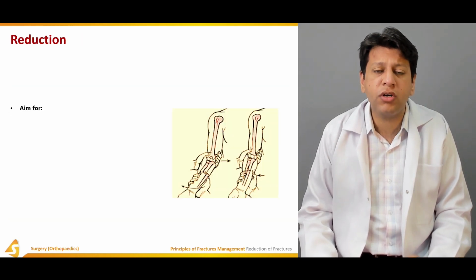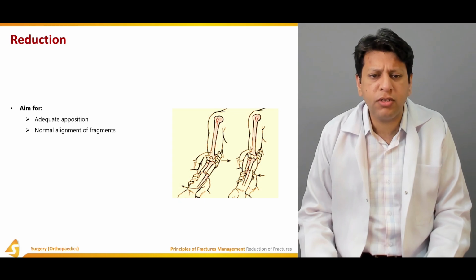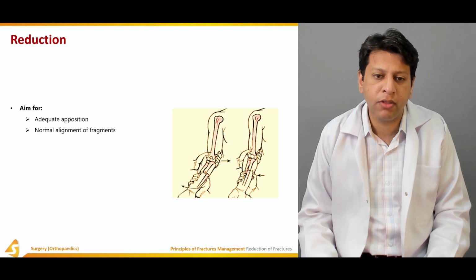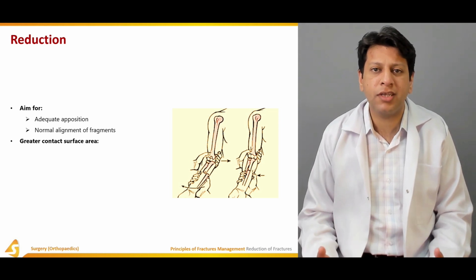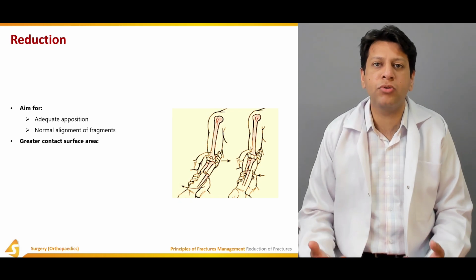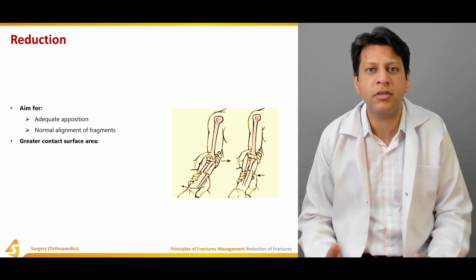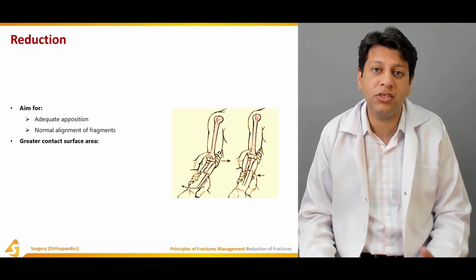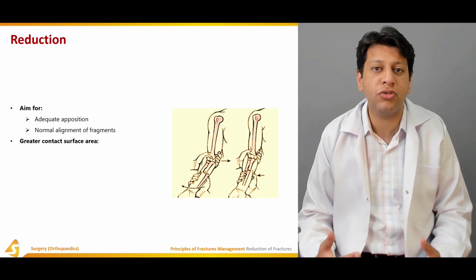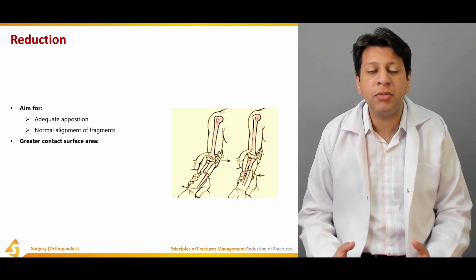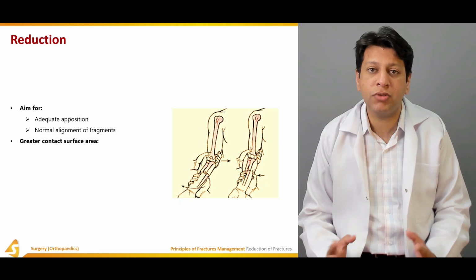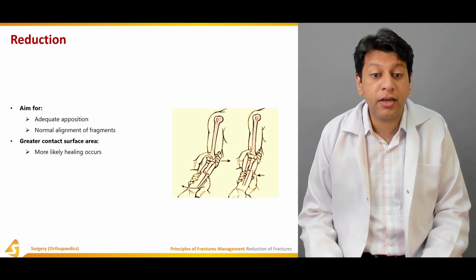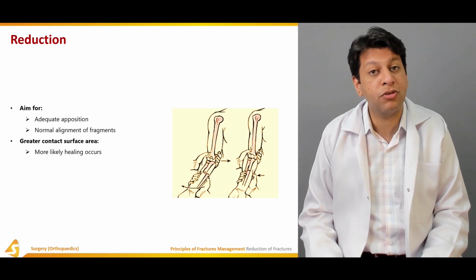So reduction, what do we aim for in reduction? Actually, we are aiming for adequate apposition of bones and normal alignment of the fragments. On average, what is usually said is that ideally the bone should be 100% aligned and 100% opposed. But if sometimes you cannot achieve that, at least more than 50% of contact surface area should be there, with minimum permissible amount of angulation, which is usually not more than 4 to 5 degrees. Greater the contact surface area, more likely the healing is to occur.